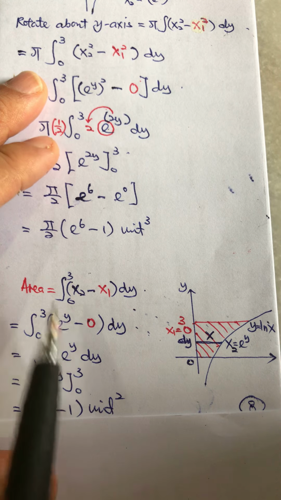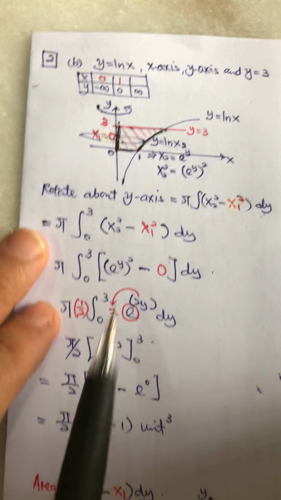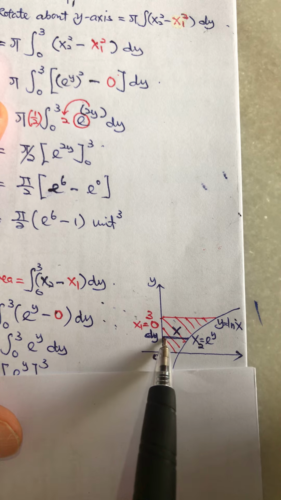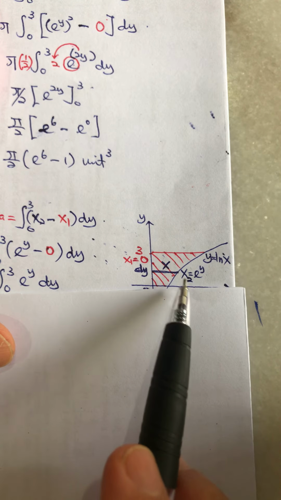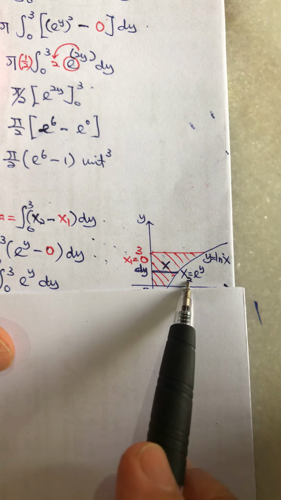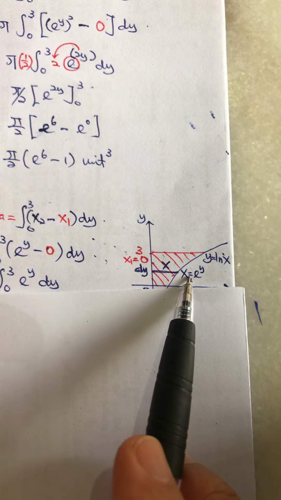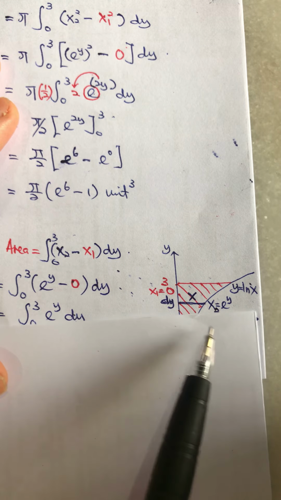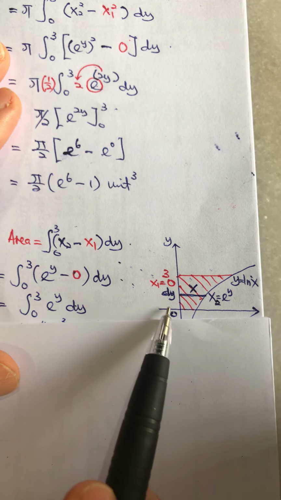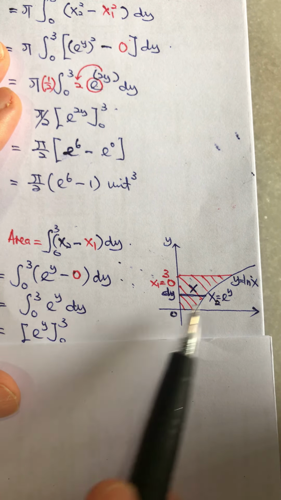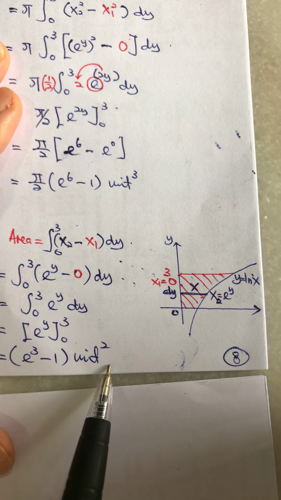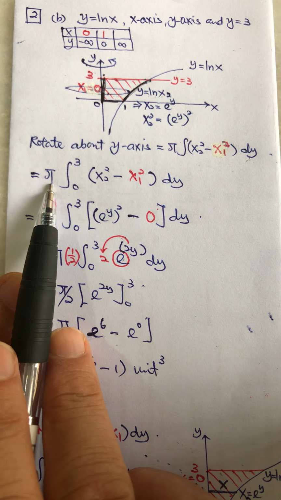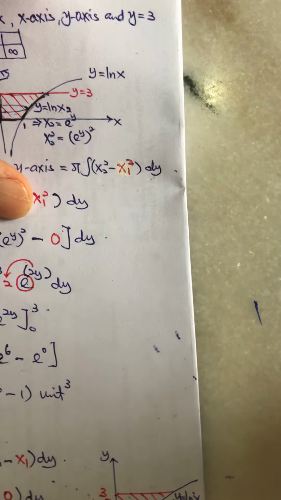Okay, let's say you want to find the area. Just for you to compare, the formula here and the formula here are almost the same. When you want to find the area, it's x2, x1, but you don't square it, just x2 minus x1. So the x2 is e^y, and then same limit from 0 to 3. You don't square it, so that is the answer. But for volume you have to square it and with the pi. Okay, so that's how we do number 2.